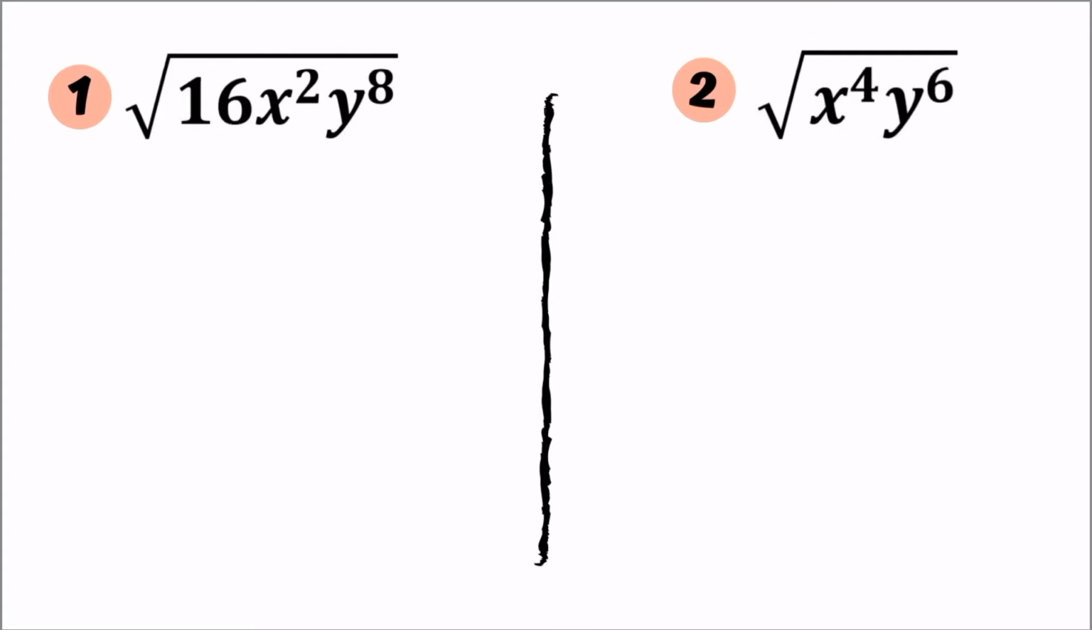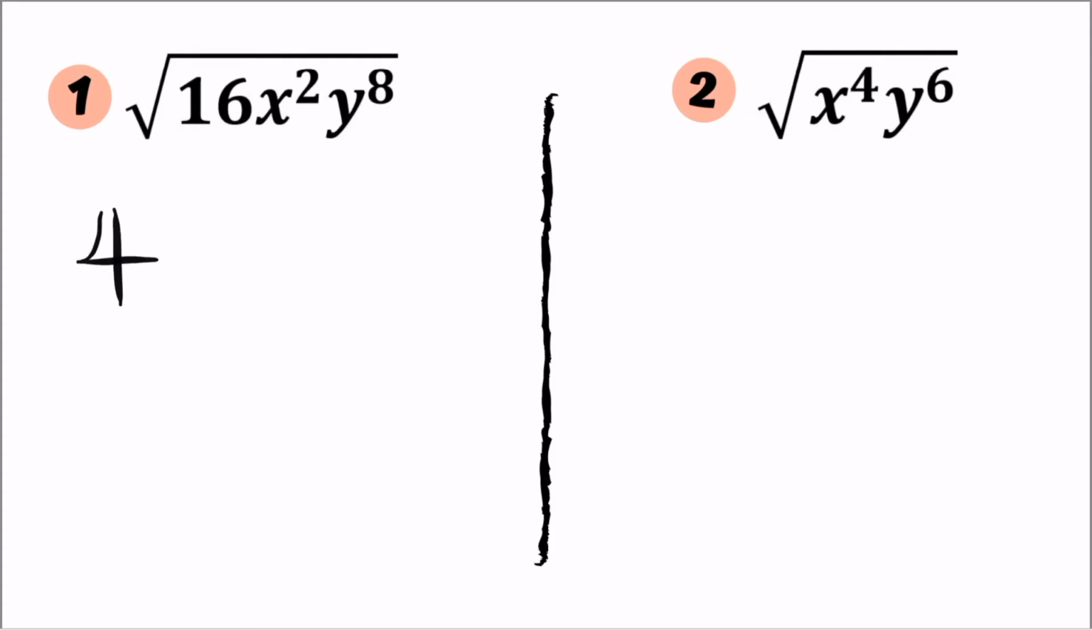Number 1, the square root of 16x squared y to the 8th. So here, before I can even try to simplify or work with the variables, I'm going to simplify the numbers. So the square root of 16 is 4. This one is a perfect square, so thankfully we don't have to do as much work. So I know the square root of 16 is 4.